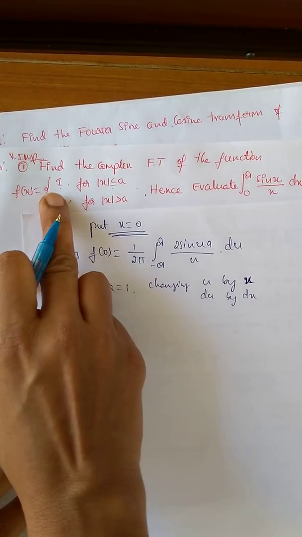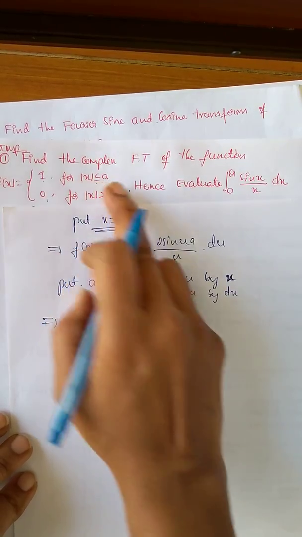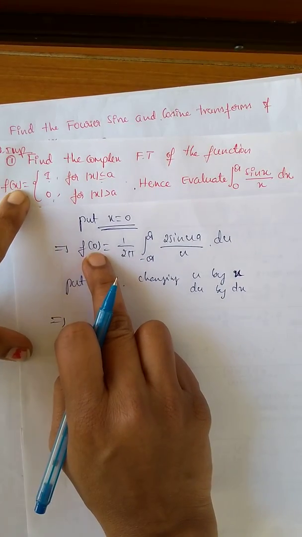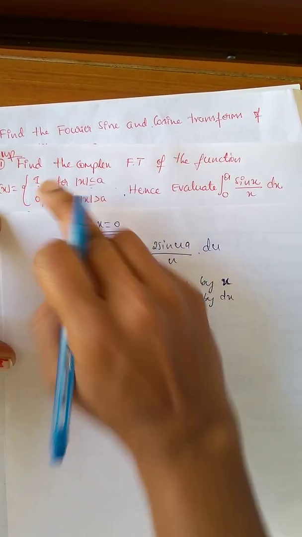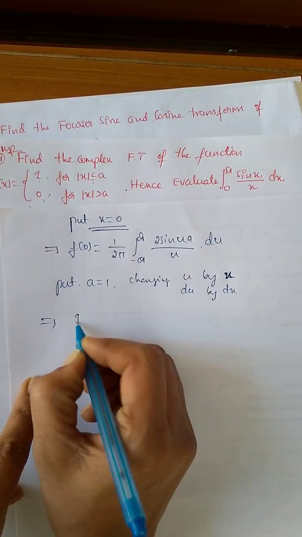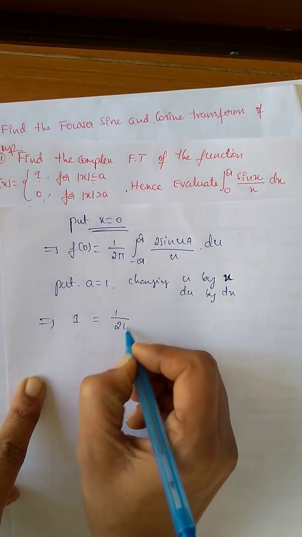Here, f of x is what? 1 when x is between minus a to a. So f of 0 means replace x by 0. F of 0 value is what? 1. Okay, f of 0 value is 1, equal to 1 by 2 pi.